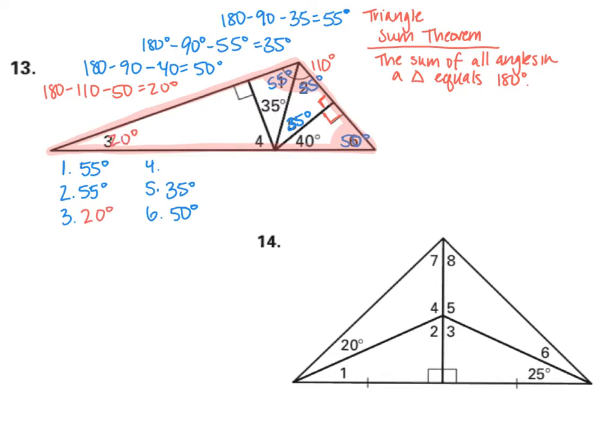And now the only angle that we are left to find is angle 4. So we know that this angle here is 90, and we know that this little angle here is 20. So we can say 180 minus 90 minus 20 equals 70 degrees.